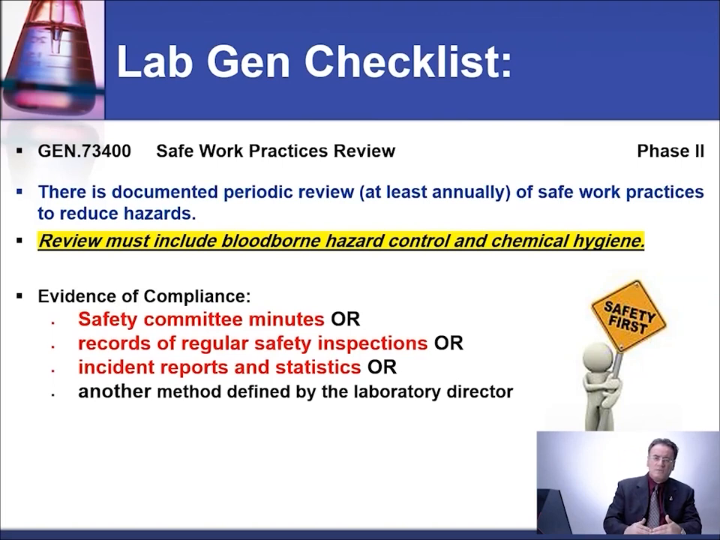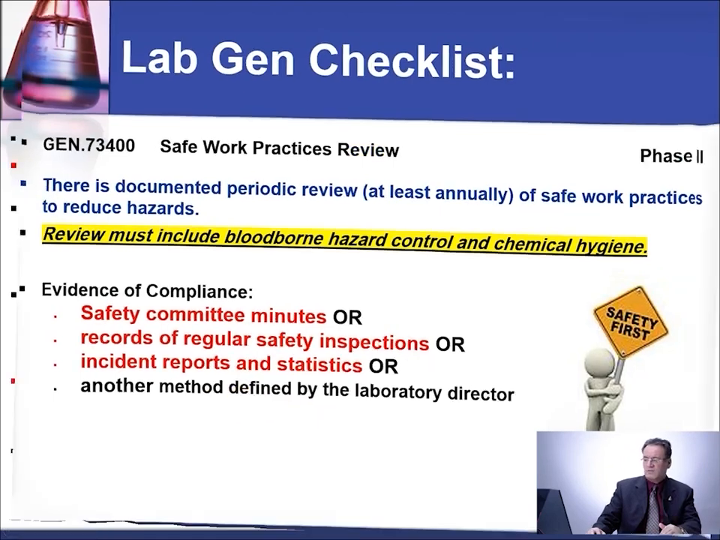In my laboratories, or for my clients, I have a form for that where they go through the items for the safe work practice review, and we make the staff sign that it was done for them, and that's what you keep for the inspector. Also for that, you can use safety committee minutes, records of regular safety inspections like safety rounds, incident reports and statistics, or another method defined by the laboratory director, like the one I mentioned to you.